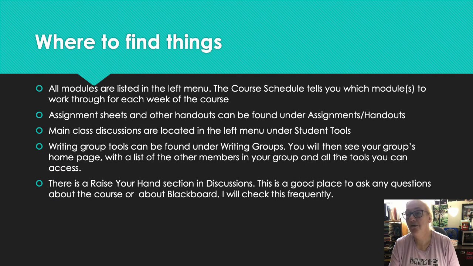Okay, so where are things in this Blackboard course? All your modules are listed in the left-hand menu by title. Hopefully the title is pretty self-explanatory. The schedule tells you which module or modules, sometimes there's two, that you need to work through every week of the course. Assignment sheets and other handouts are under the link in the left menu that says Assignments Handouts. The whole class or main class discussion is just called Discussion, and it's located under Student Tools. And then your writing group tools are under Writing Groups.